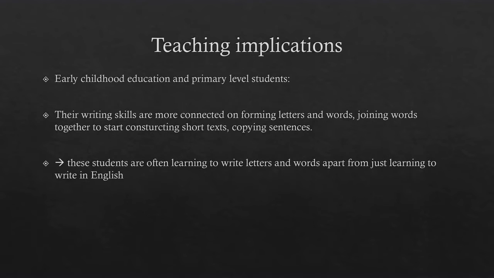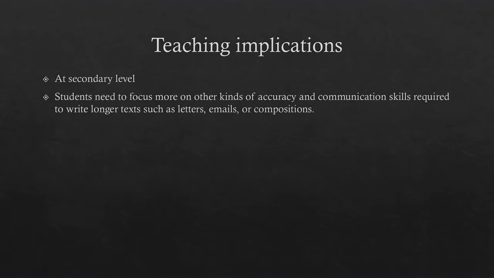These students are often learning to write letters and words apart from just learning to write in English, and this is something we need to bear in mind when teaching at these ages, between maybe 4 to 7 or 8. But at the secondary level, students need to focus more on other kinds of accuracy and communication skills, which are required to write longer texts such as letters, emails, and compositions.